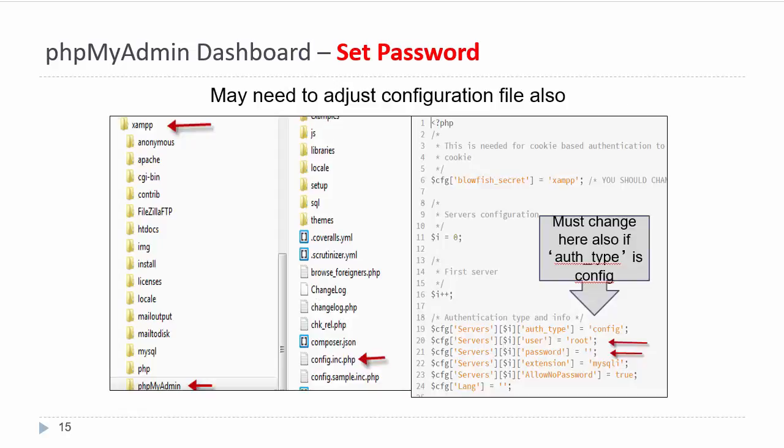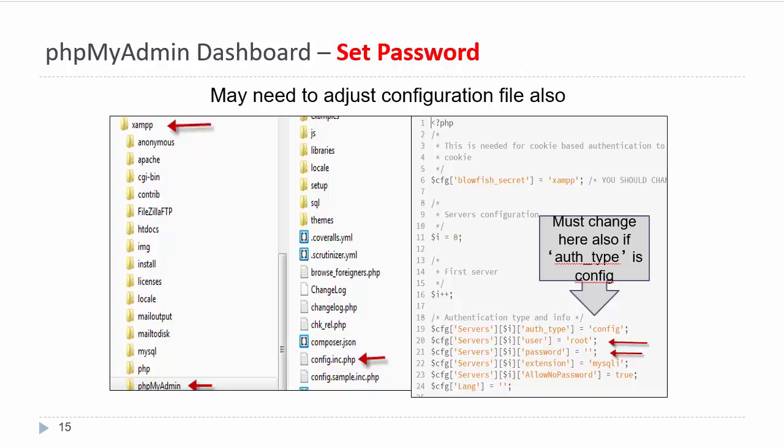There are two ways that authentication is set. One is the auth type is set to config. The other is with a cookie. Now, when you set up your account, you may have had a choice. If you don't know what your choice was, or if you didn't have a choice, go into your files, the PHP files in XAMPP. There's the config file.